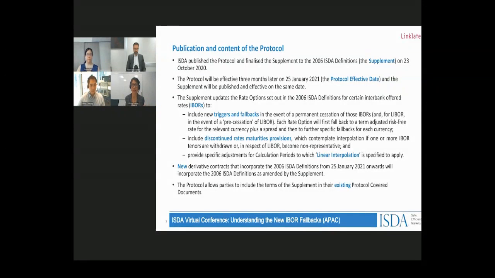And you've heard the previous speakers talk about linear interpolation. So all these things will apply to your existing contracts by virtue of your adherence to the LIBOR fallbacks protocol. Essentially, that's what the LIBOR fallbacks protocol does. It implements the LIBOR fallback supplements to your existing contracts. So new contracts that you enter into after 25th of January 2021 will obviously include the supplement, and the protocol is really to deal with your existing book of LIBOR trades.